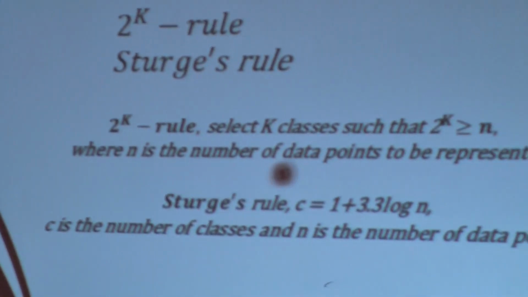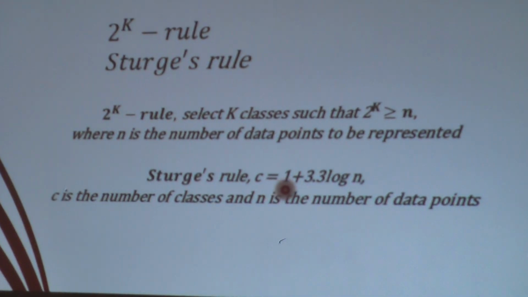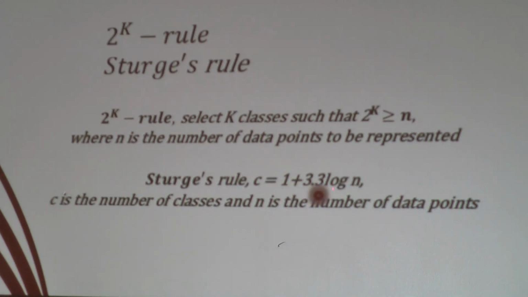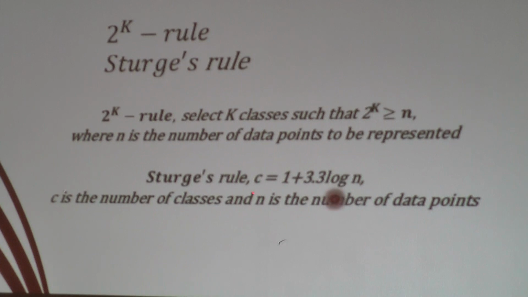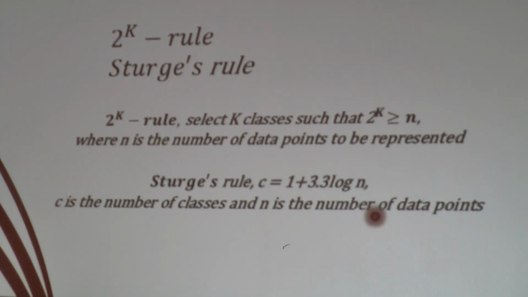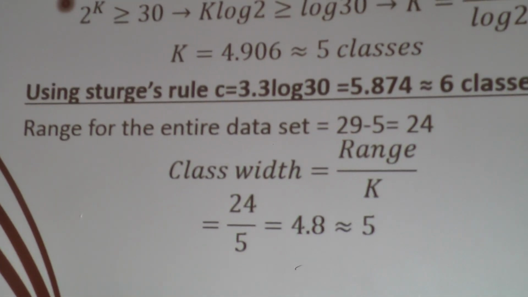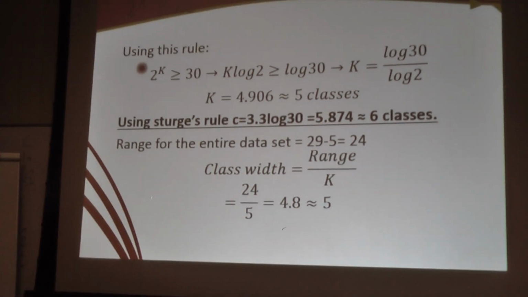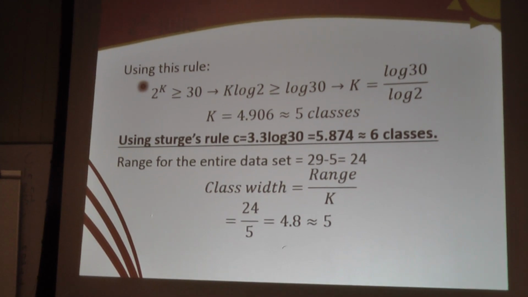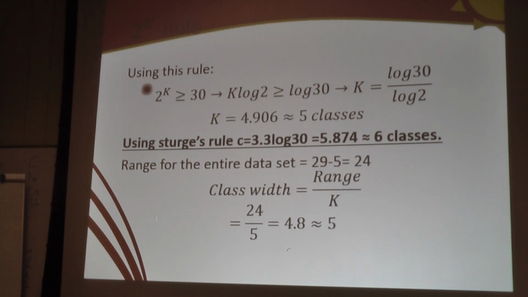But if you decide to use Sturges' rule, it simply says the number of classes C must be given by 1 plus 3.3 log of n, where C is the number of classes, n is the number of data points to be represented. I will leave Sturges' rule for you to do step by step and group the data. But I'm going to demonstrate in this video the use of the 2 to the k rule. So, using the 2 to the k rule now.